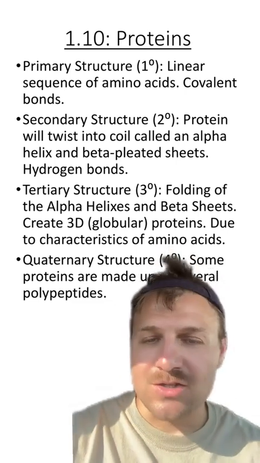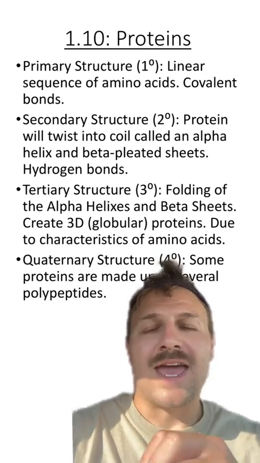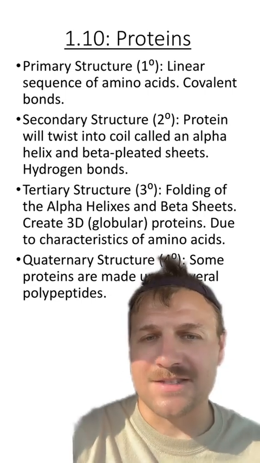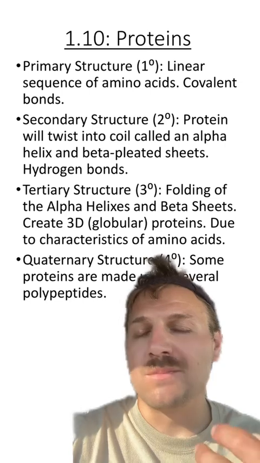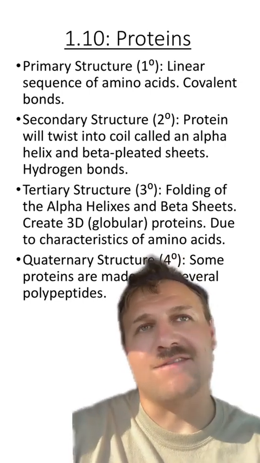The tertiary structure is when these alpha helixes and beta sheets are going to form a 3D globular protein. This is because these alpha helixes and beta sheets are going to start folding more on each other. And these again are going to be due to the characteristics of the amino acids.